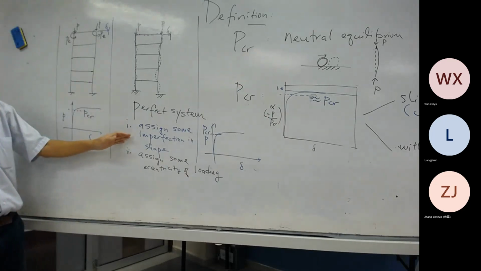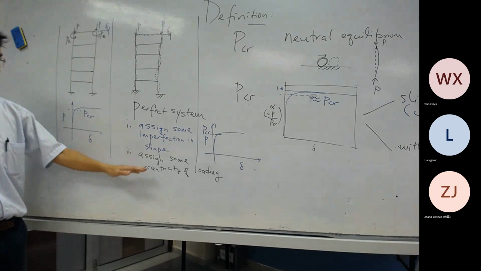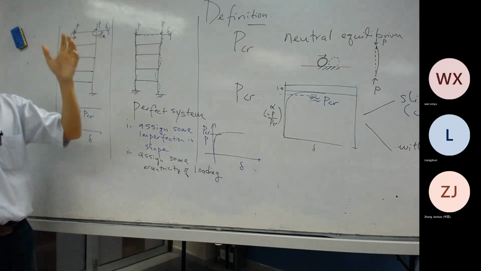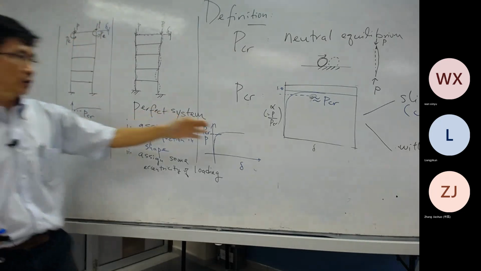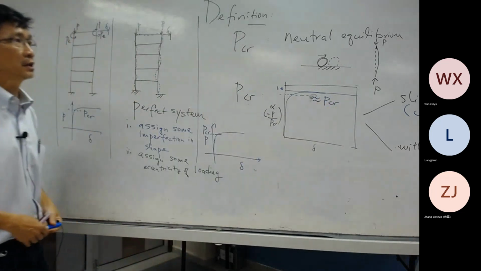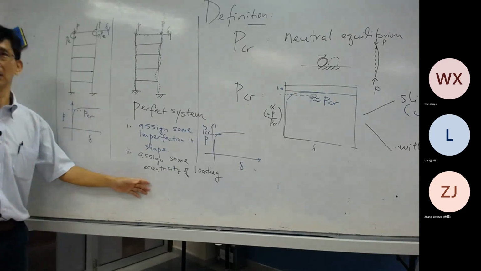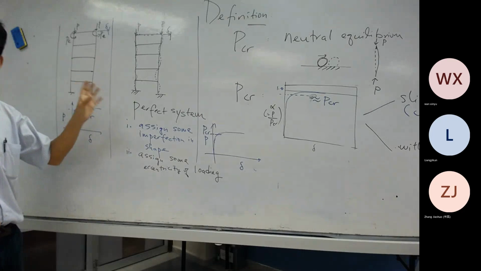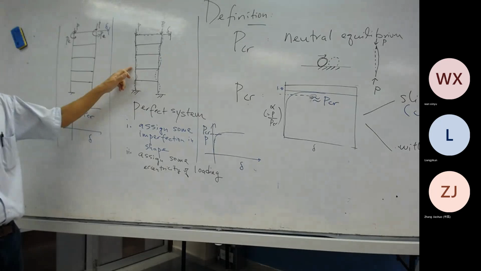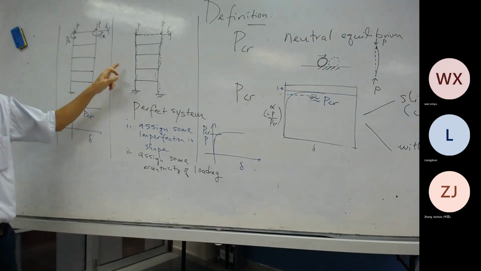The first way, as I explained just now, you assign some imperfections. But these imperfections or eccentricity must be small. Don't apply very large ones. If you apply a very large one, you disturb too much, then you are not going to get very good behavior, not a very good estimation of the P critical. We do this very often in order to find the P critical. But the difficulty here is how to apply these imperfections.